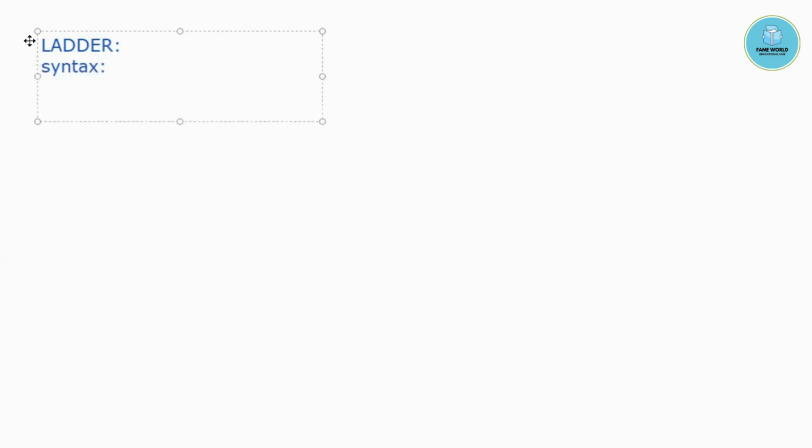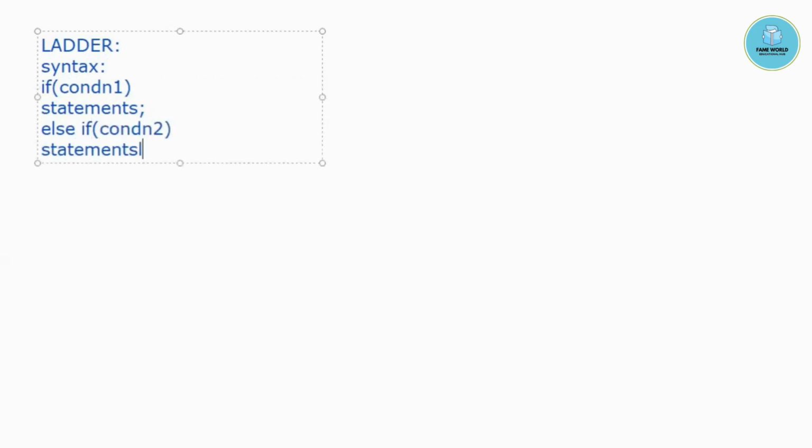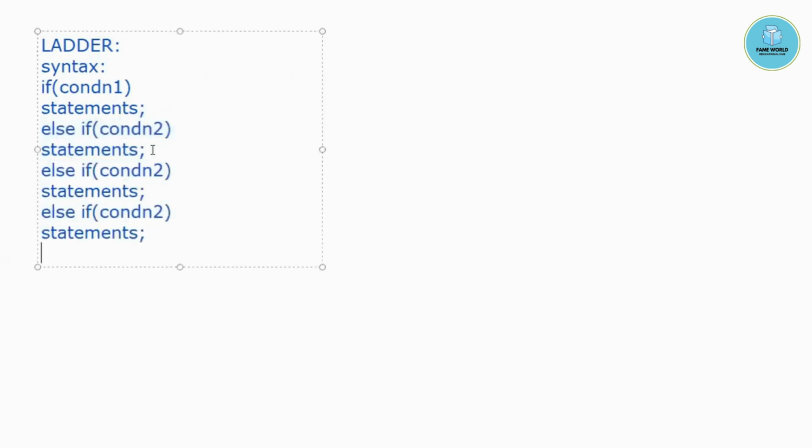So I'm taking if condition 1. If this condition is true, then it will execute the statements of this particular if. Else if another condition, I'm taking condition 2, is true, then it will execute the statements, and then again it will come to the next. It will check another condition, suppose condition 3. If this particular condition is true, it will execute this statement, and so on till n number of conditions.